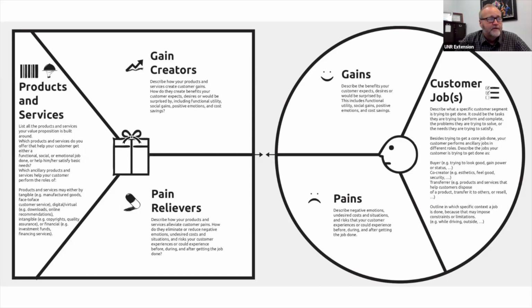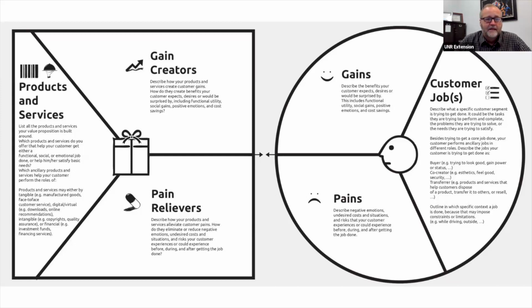So we have gain creators. Sometimes we need to describe here how our products and services create gains for our customers. How does it benefit our customer? What they expect, what they desire, what they'd be surprised by, including functional utility, social gains, positive emotions, and cost savings. Pain relievers, on the other hand, on the bottom, describes how we relieve customers' pains. How do we reduce negative emotions, undesired costs, and situations? How do we reduce those risks that your customer experiences or could experience before, during, or after a job?